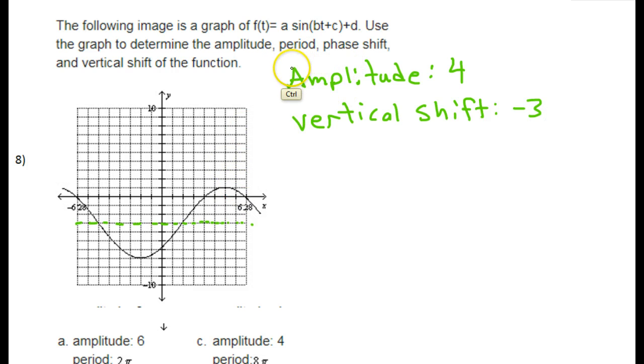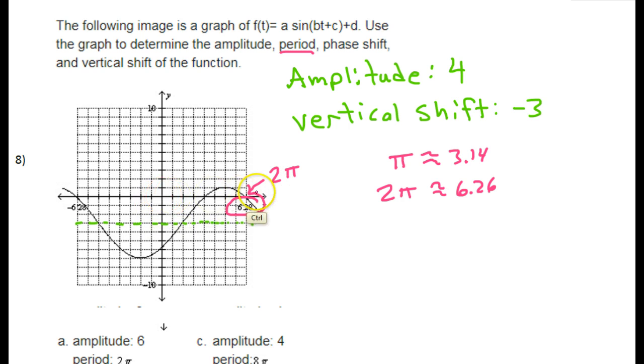Now let's talk about the period. Okay, let's turn our attention to the period next. First of all, notice the scale of the graph. I see that this is 6.28. That's because you know that pi is approximately 3.14, so 2 pi would be approximately 6.28. So that's what they're reflecting here, that the scale of the graph is that from 0 to the edge of the graph is 2 pi.